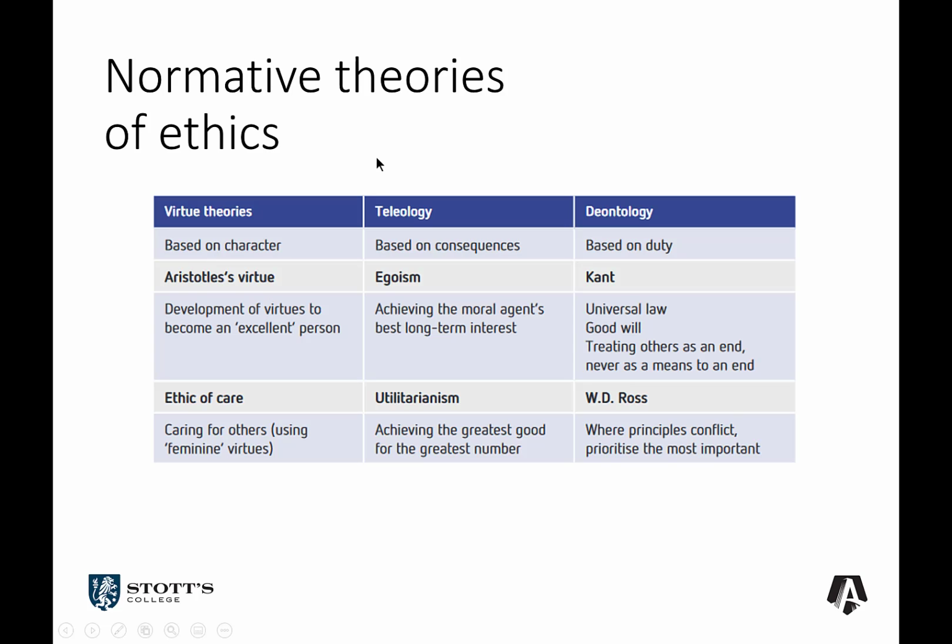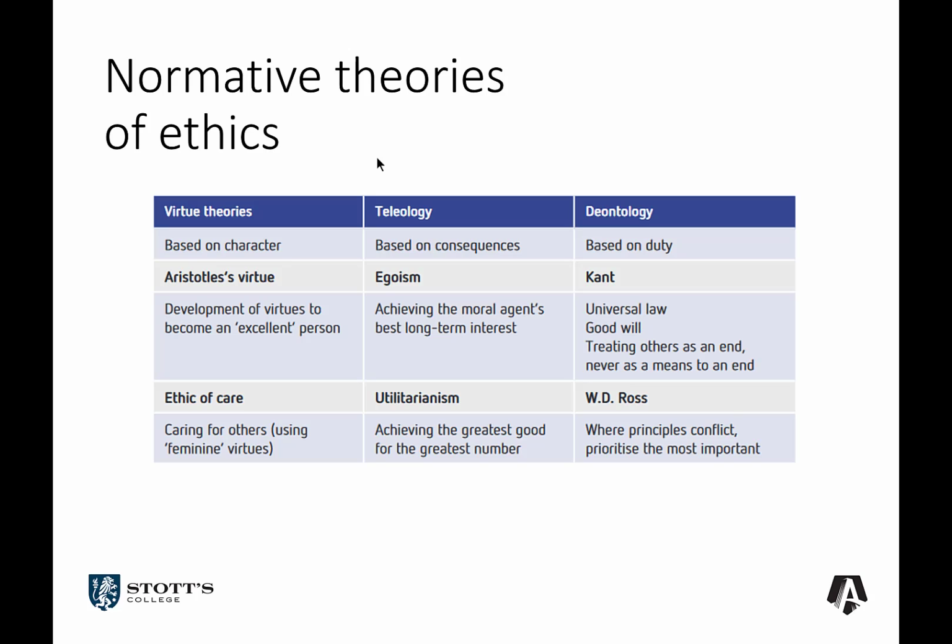Objective 2, well, we're going to work through each of these types of normative theories of ethics. There are 6 normative theories of ethics that we're dealing with in this class, grouped into 3 categories. Virtue ethics. Virtue ethics are based on character, and broadly there's 2 types of virtue ethics. Aristotle's virtue ethics, which can be simply stated as the development of virtues to become an excellent person. So your goal is to develop virtues to be an excellent person.